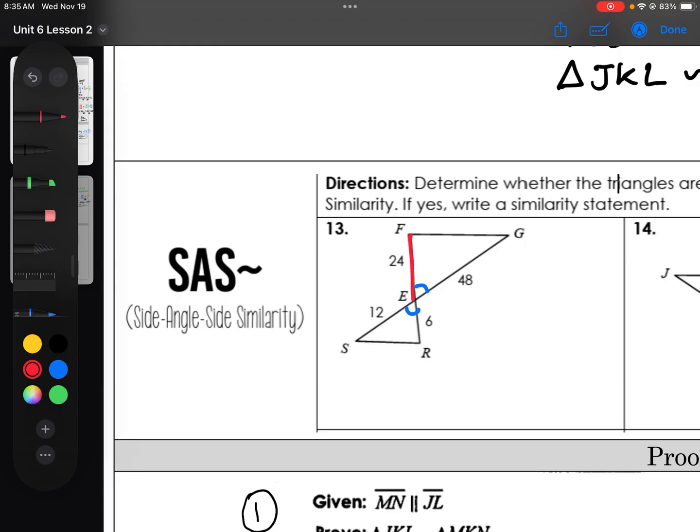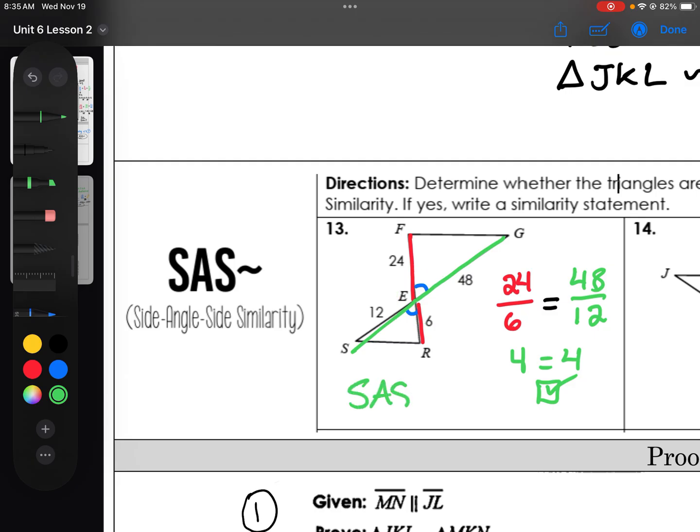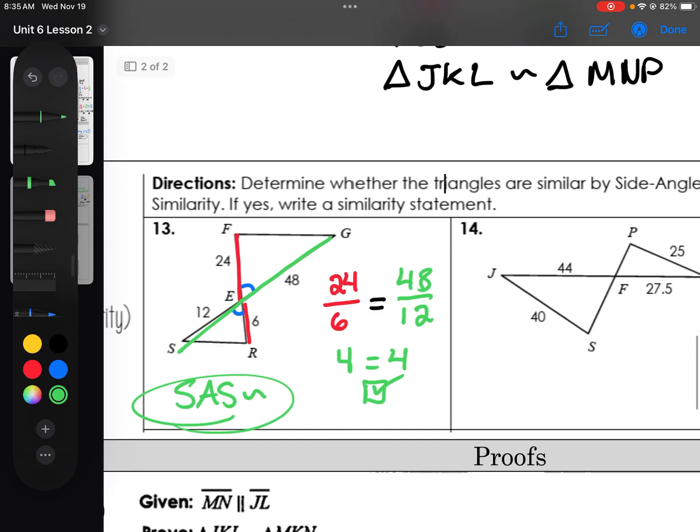So 24 needs to be proportionate to 6. We need to see, are those two sides proportionate? So 24 divided by 6 needs to be equal to the same thing as 48 in that larger figure divided by the 12 in the smaller figure, okay? Well, I know 24 divided by 6 is 4, and I also know that 48 divided by 12 is 4. Since the relationships are equal and you have an included angle that is congruent, then you know this is side angle side similarity. Once again, the shapes are not congruent, but they are similar.